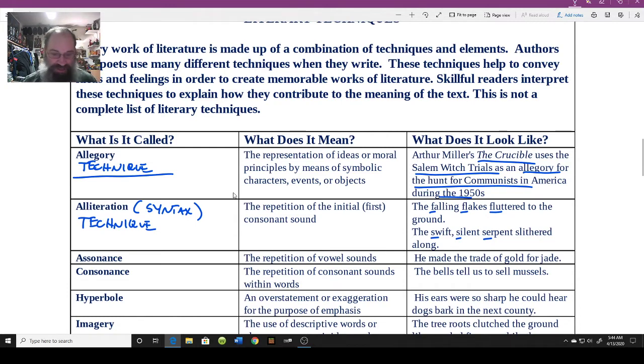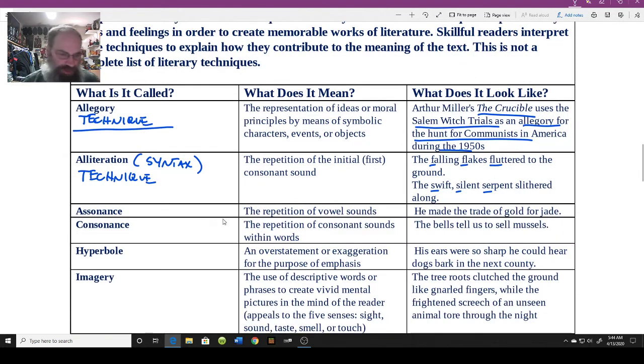Assonance and consonance. These are, pause the tape, element or technique. They're techniques.